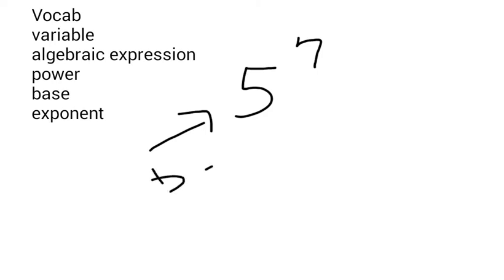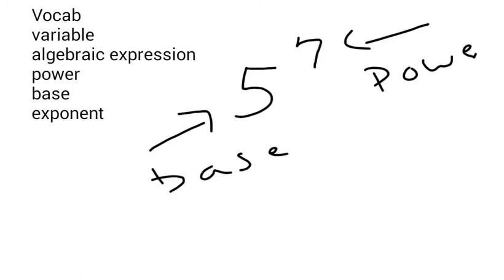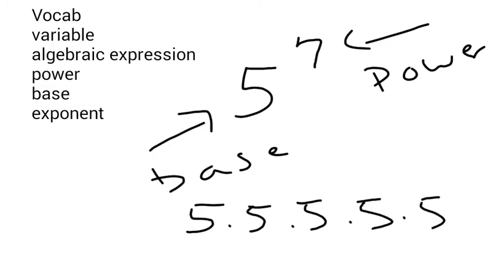A power is how many times you're going to multiply something. The base is what you're multiplying. 5 to the 7th. This is your base. This is your power. Powers are also called exponents. That does not mean 5 times 7. That means write 5 down 7 times and multiply them all together. The power tells you the number of the base that you need to multiply. You need 7 5s all multiplied together.